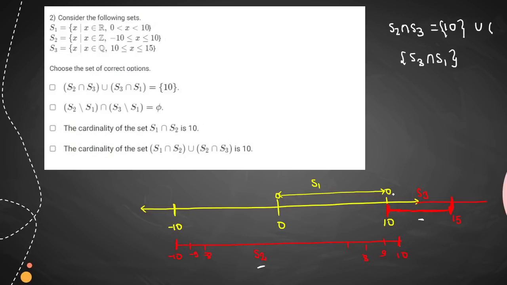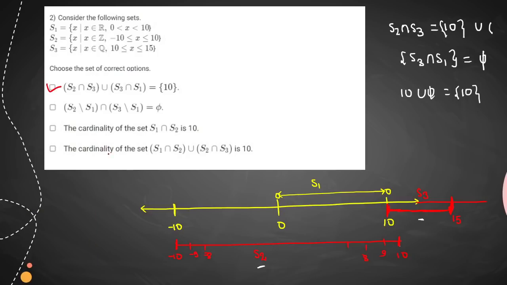So s3 intersection s1. s1 is from 0 to 10, but it is not including 0 and 10, and s3 starts from 10. That means s3 intersection s1 will be empty. So the union of 10 and empty will give 10. So that's why the first option is correct.